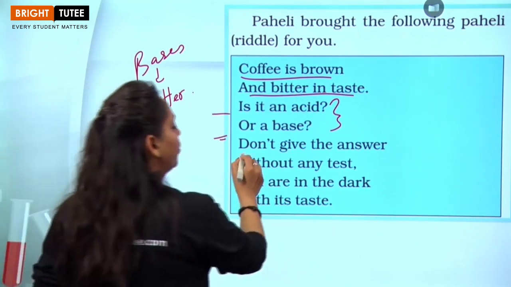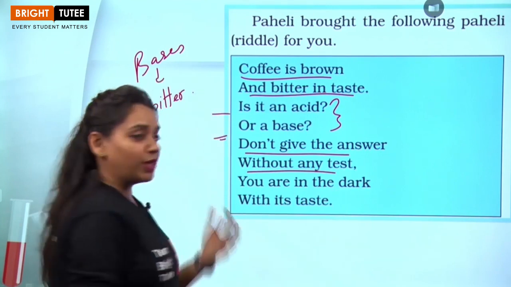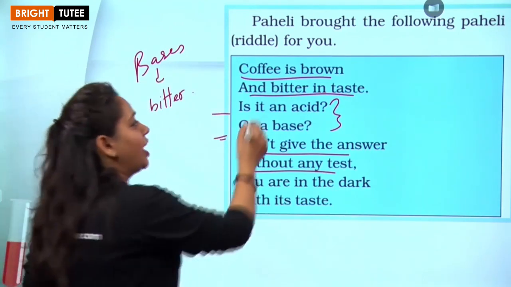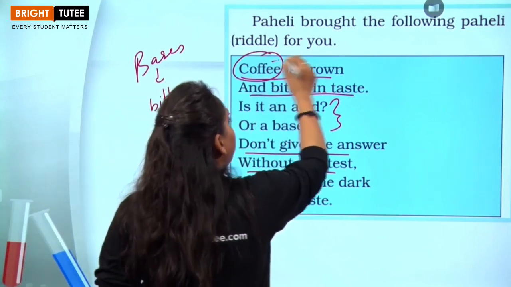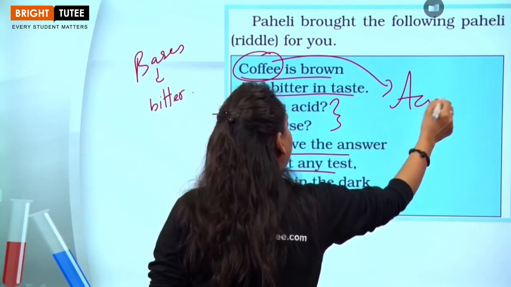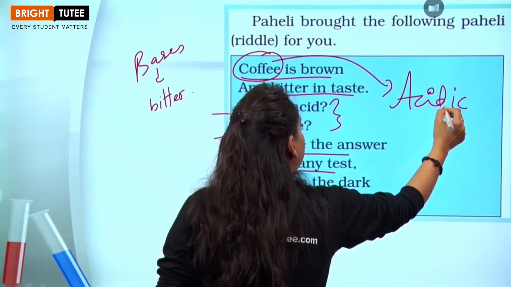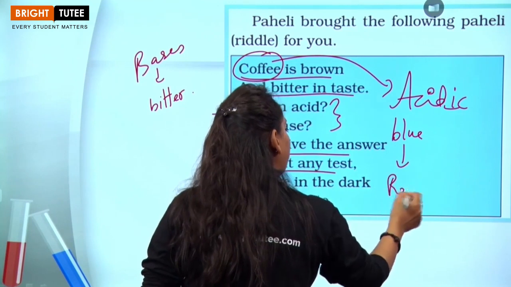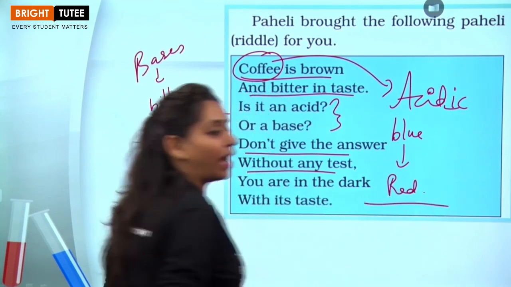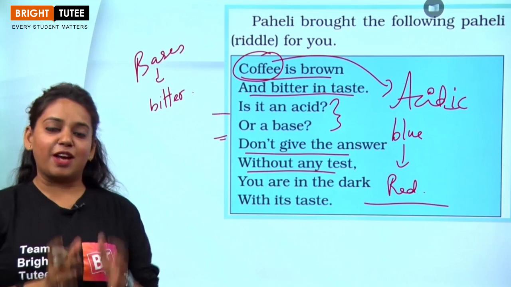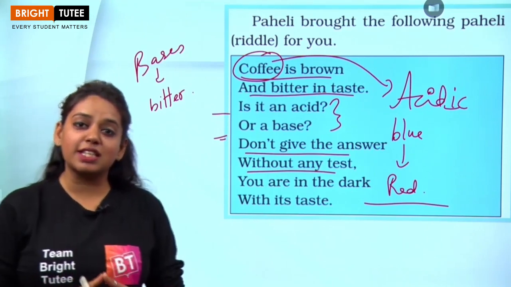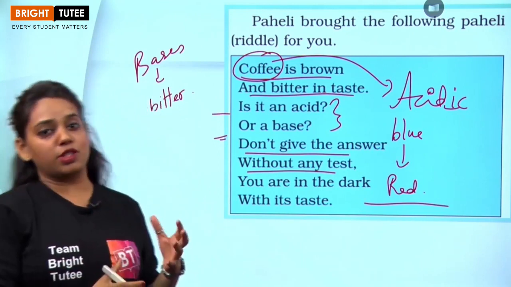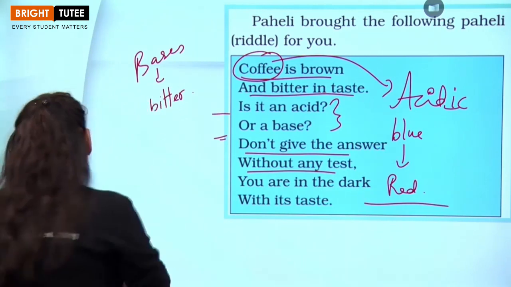And you don't have to give this answer without any test, and when you conduct this test, you will find that coffee, in spite of being bitter, is actually acidic in nature, and it will turn blue litmus into red color. Why? Because coffee is mildly acidic in nature. And I hope that you have understood the concept of indicators really well, and you have learned the color change which is observed in all the three indicators.